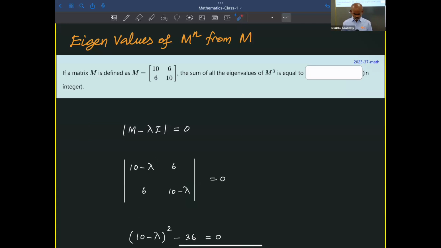Okay, now how to get the eigenvalue for A cube. The original matrix eigenvalue you can get because the original matrix is given.